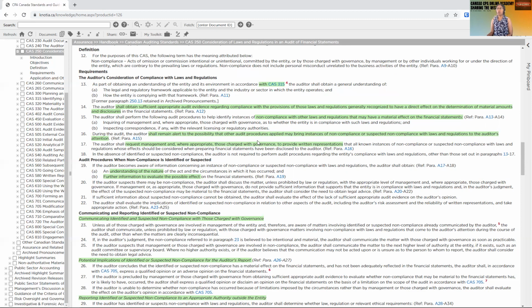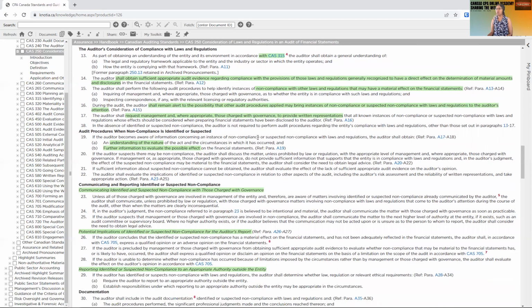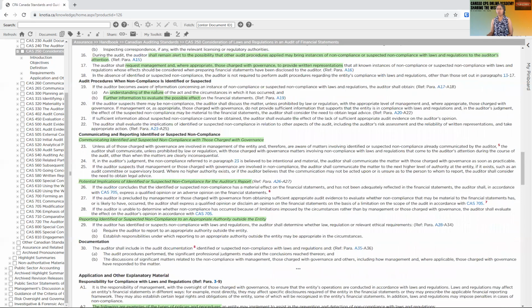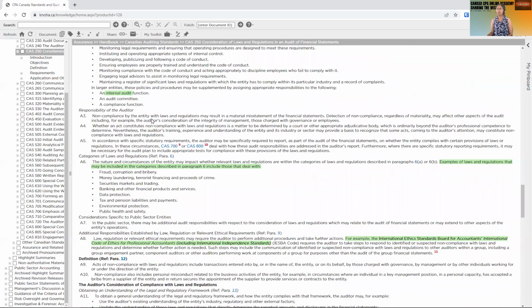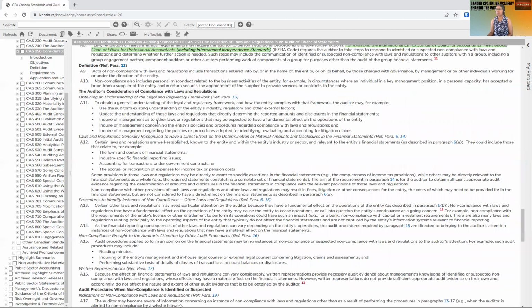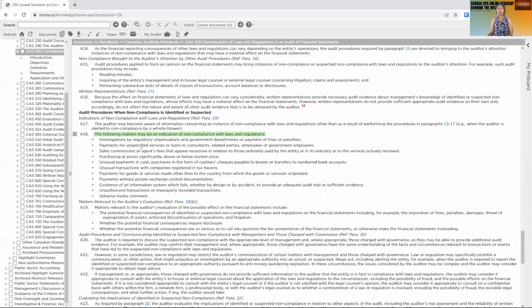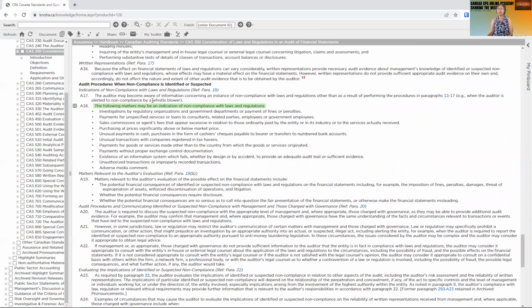Then the next part is the auditor shall obtain appropriate audit evidence regarding compliance with the provisions of those laws and regulations generally recognized to have a direct impact on the financial statements. Now, how would you gather the audit evidence? Depending upon which laws are in effect, you will have to devise your procedures accordingly. As I was saying, in the explanatory material on audit procedures, they have given the procedures where there is an indication of non-compliance. So the following matters may be an indication of non-compliance.